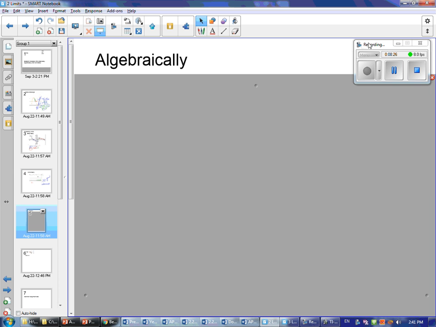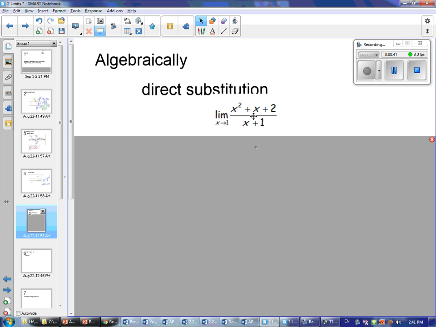The last method, and the most important method, is that you have to find limits algebraically. And the key here is to be very clever. I'm going to show you a lot of techniques. And the techniques I've listed are in the order that you should approach them. So the very first technique is direct substitution. Whenever possible, you should just plug the number in.